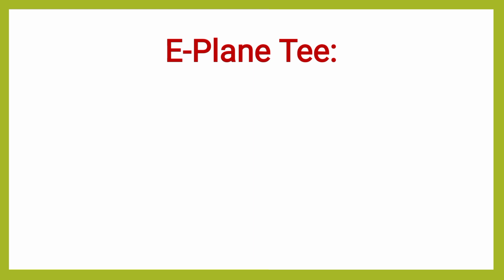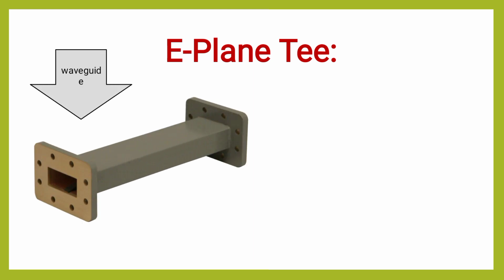First, let's see what is the difference between the normal rectangular waveguide and the E-plane Tee, and how we can construct the E-plane Tee from a normal rectangular waveguide. Let's see the rectangular waveguide. We know already a rectangular waveguide has two ports, port 1 and port 2.